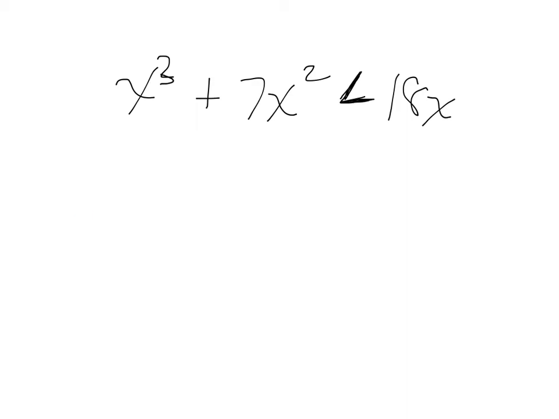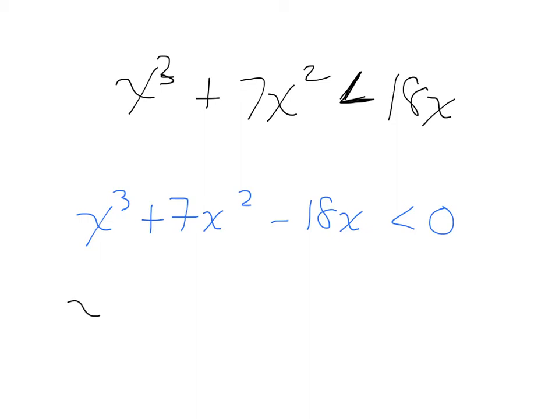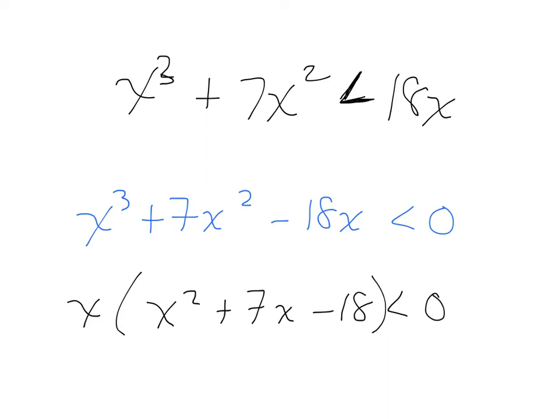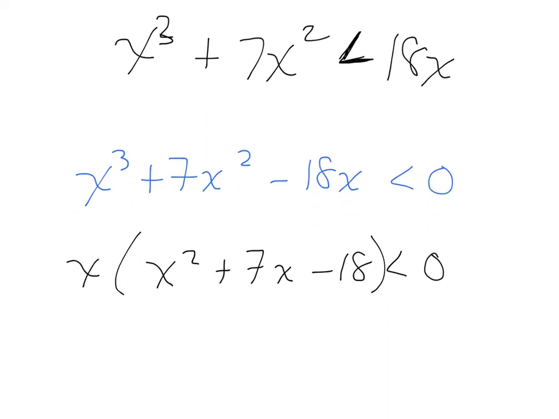So Niall, what's the first step? Subtract 18x. You get x cubed plus 7x squared minus 18x plus 0. Very good. Next step after that. Let's go. Let's see who got it quickly. Go ahead, Paul. Good. GCF, always.